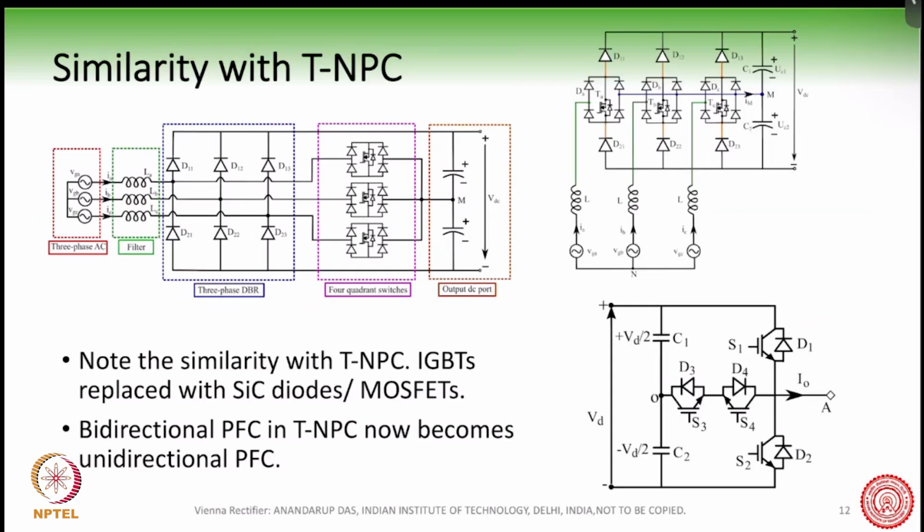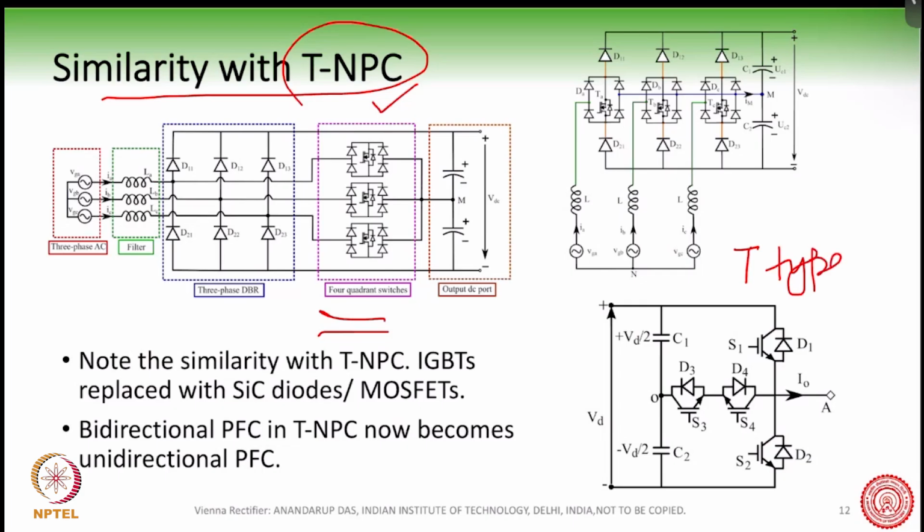Suppose we take this format of the converter and let us stop a little bit and try to see whether we already know this converter. In fact, this converter, in this format here, has a lot of similarity with the T-type NPC. We have seen this T-type NPC in the previous lecture. I have shown this T-type NPC here.